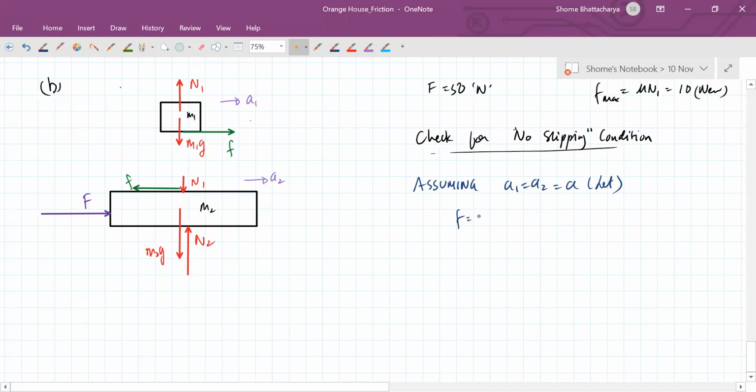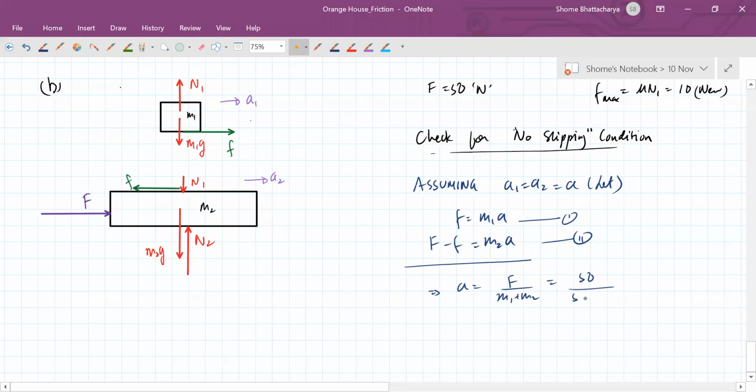So F is equal to M1A, capital F minus F is equal to M2A. So solving these two gives us that same result, that A would be equal to F upon M1 plus M2. Only this time that would be 50 newtons divided by 5 plus 15. Oh, sorry, my mistake. That's the third part. I'm doing the second part. Those who have finished the second part, you can move on to the third part.